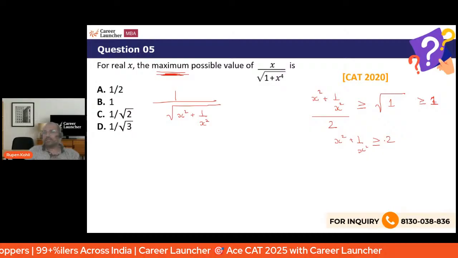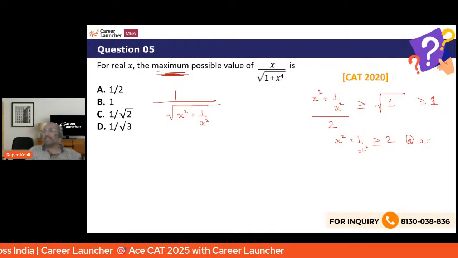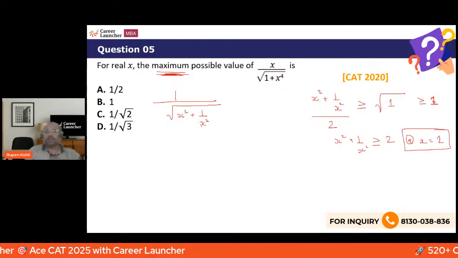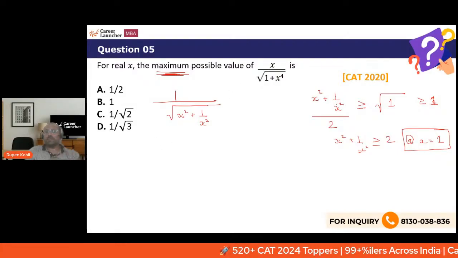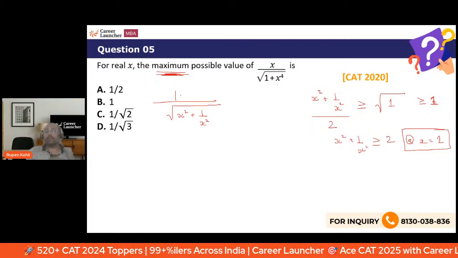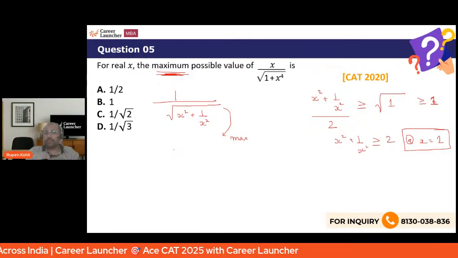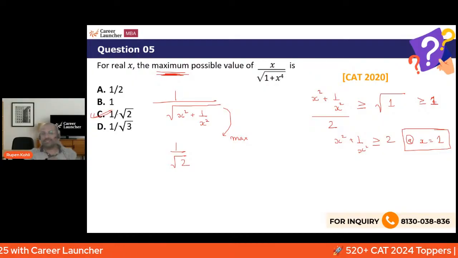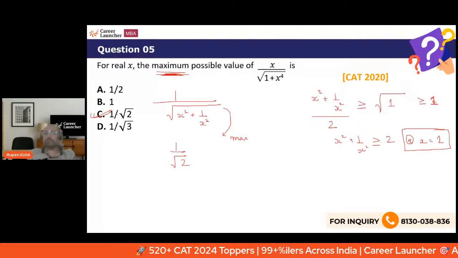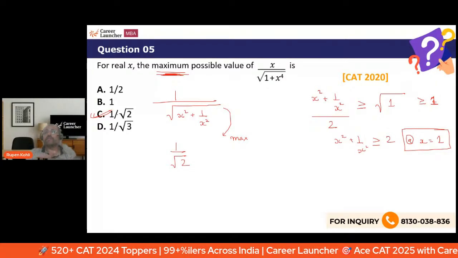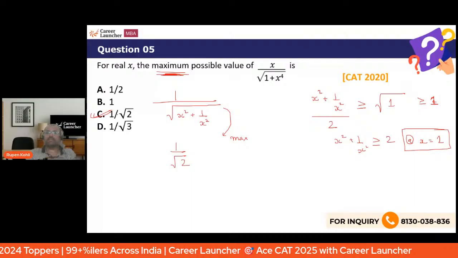This minimum value of 2 occurs at obviously x equal to 1. So this is the minimum value of the expression x square plus 1 by x square. Since the actual function is the reciprocal of that, the maximum value of this expression occurs at this same value, which is 1 over root 2, the required maximization. Smaller the denominator, higher the value. So the smallest possibility of the denominator is root 2. Hence the answer is 1 over root 2.